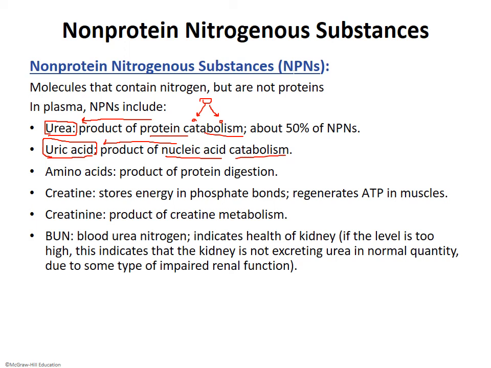All right. We will talk about creatine and creatinine. You did talk about creatine back in 210 as far as it is a chemical that helps our muscles keep a storage of ATP handy. And then finally, this is a test, blood urea nitrogen. It is a test that helps us monitor kidney health.